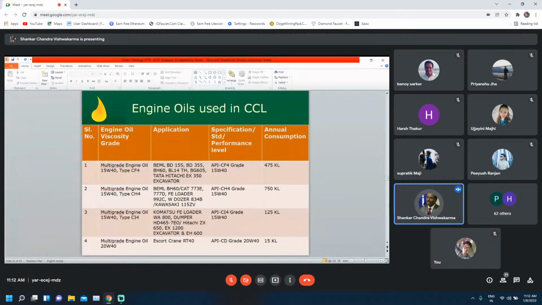When we are designing any lubricant, that lubricant has to go through various different tests. And one of the important tests is the OEM performance level test. So this is the OEM performance level test, which is indicated here.